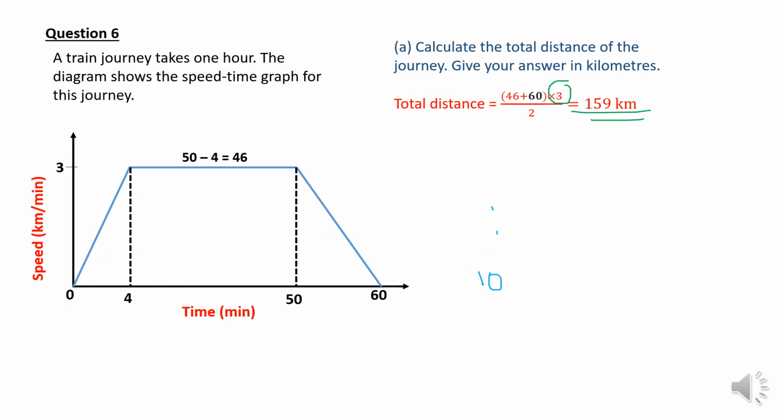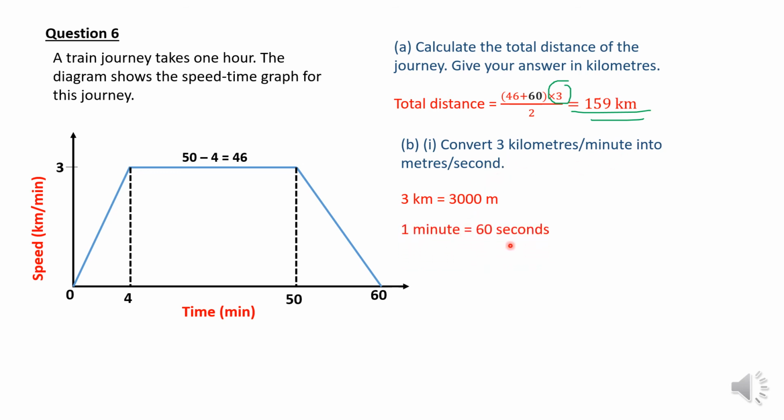Right, so the second part of this question, you're supposed to convert 3 kilometers per minute into meters per second. So 3 kilometers, what does it equal in terms of meters? It's 3,000 meters. And what is 1 minute in terms of seconds? Well, 1 minute is equal to 60 seconds. So now it's very straightforward. 3,000 meters divided by 60 seconds, so 50 meters per second. So this speed of 3 kilometers per minute is the same as 50 meters per second. That's basically what it is. So we're going to use this answer in the next part when they ask us the next question.